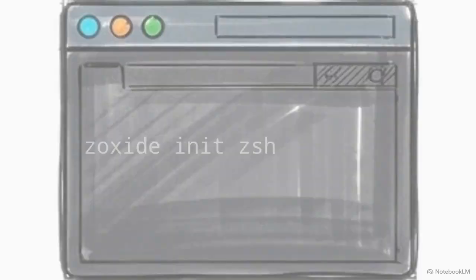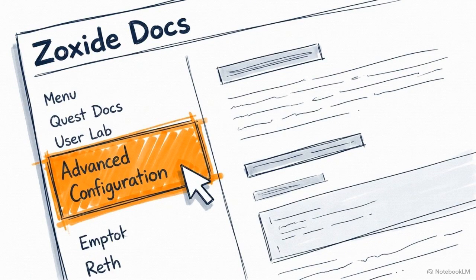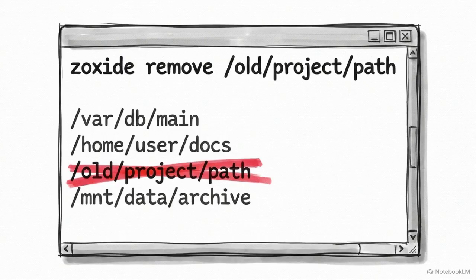If you want to push this further, you can adjust the initialization code with an advanced flag that maps Zoxide directly onto the cd command, making the replacement entirely invisible. For ongoing maintenance, check the official documentation to learn database management commands. You'll find tools to manually prune out specific, unwanted directory paths from your rankings.